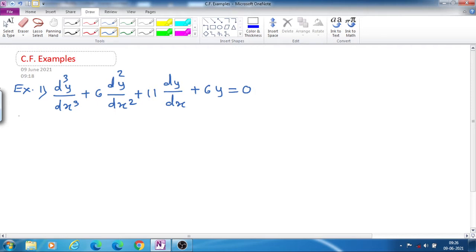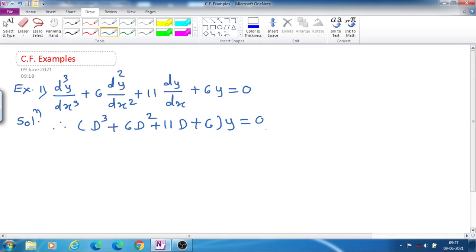So to solve this equation, first we write this equation by using operator D. Therefore we can write d cube plus 6d square plus 11d plus 6 into y is equal to 0. So this is our equation.